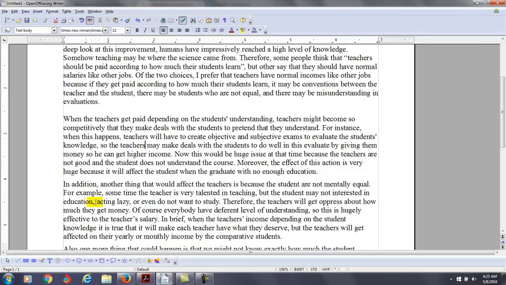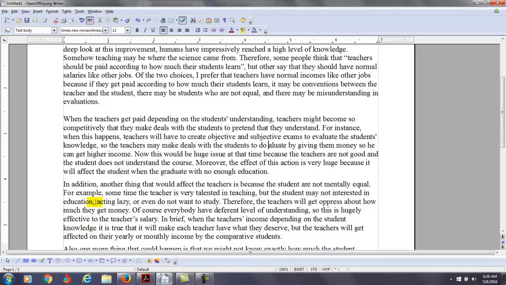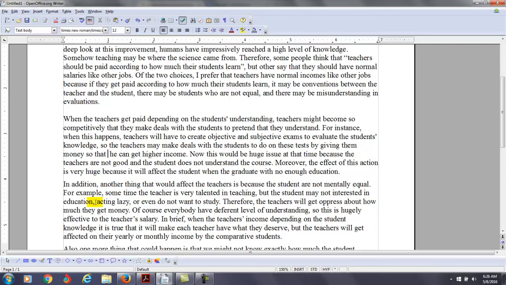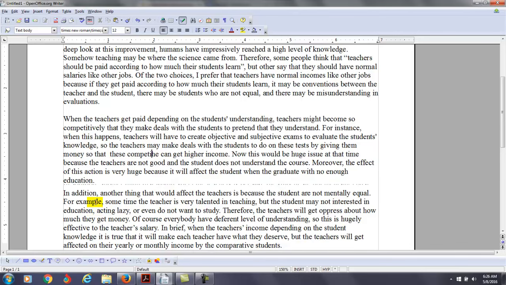So the teachers may make deals with the students to do well. You might say, on these tests, by giving them money, I'm going to use the word competitive.